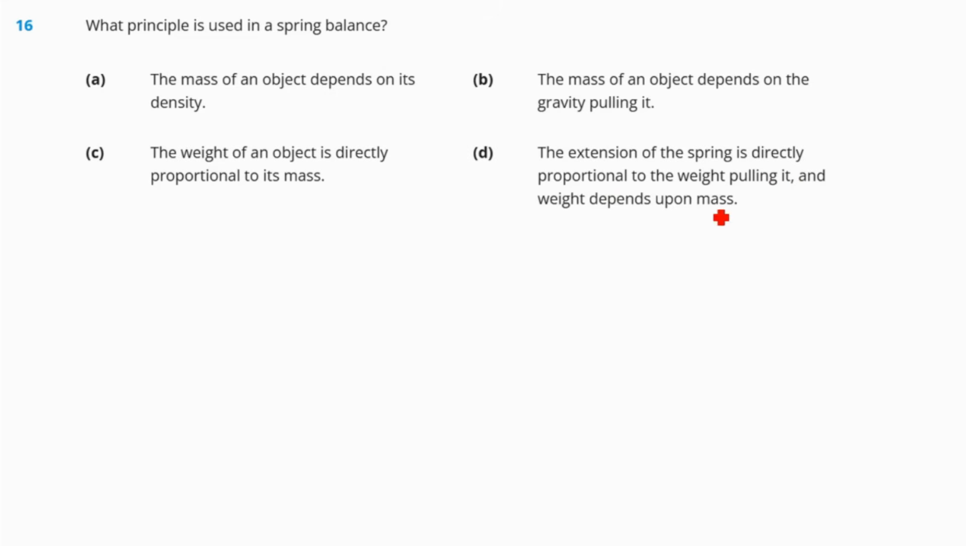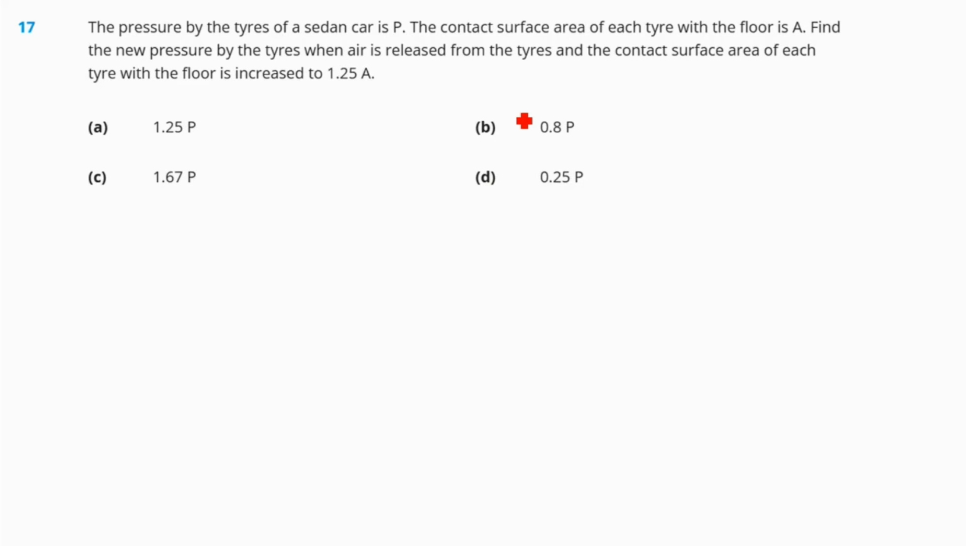And weight depends upon mass. This is the correct principle for a spring balance. Question number 17. The pressure by the tire of a sedan car is P.